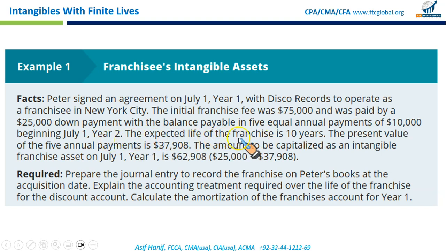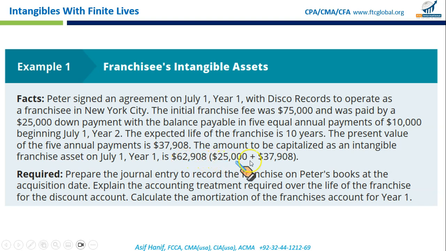The present value of the 5 annual payments of $10,000 each is $37,908. The amount to be capitalized as an intangible franchise asset on July 1st, year 1 is $62,908. This is the amount paid plus the present value of the future obligations, 5 payments of $10,000 each. So this is the intangible asset recorded by the franchisee. Prepare the journal entry to record the franchise on Peter's books, the franchisee, at the acquisition date. Explain the accounting treatment required over the life of the franchise for the discount account, and calculate the amortization of the franchise account for year 1.